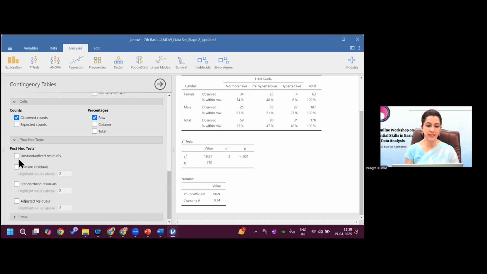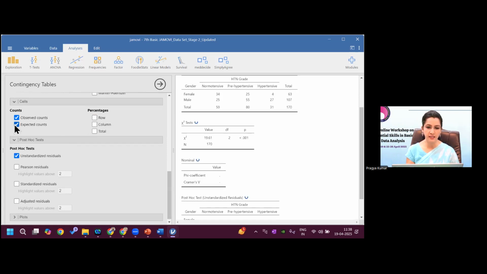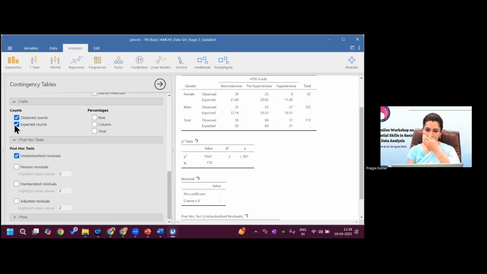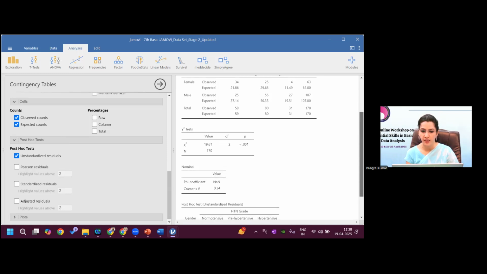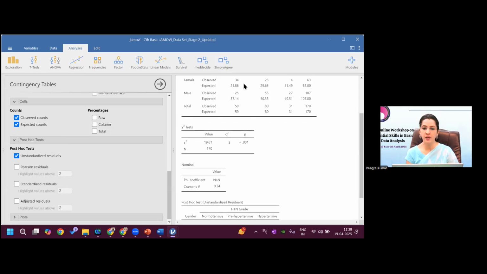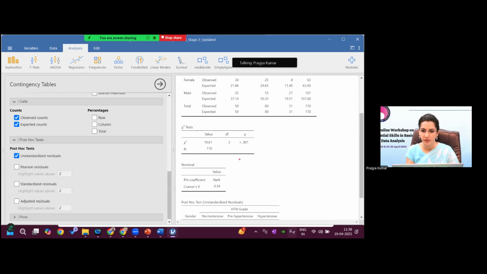So there is something known as the unstandardized residual. Unstandardized means it is the raw value, it gives you the difference between observed and expected. So I'll click this unstandardized residual and I'll click this expected count also. Now if you have to see the difference, can you see the value observed and expected? What is the difference between observed and expected here in the first cell? Yes, you all calculate. 34 minus 21.86. Please type in the chat box.